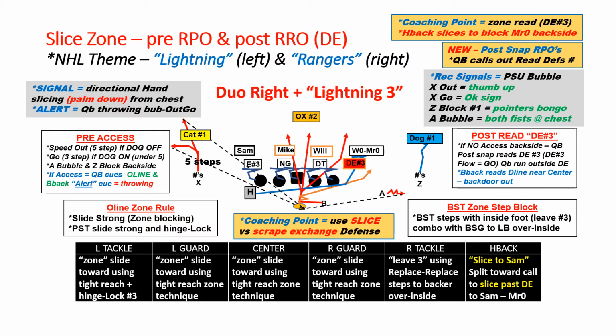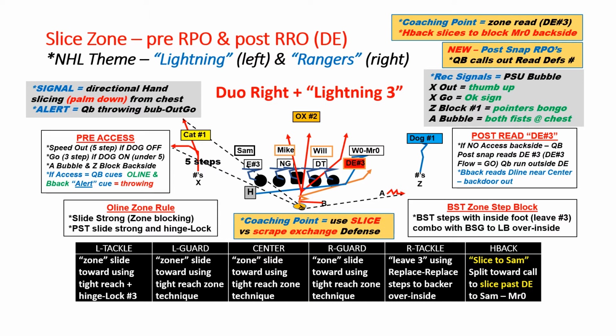When we have a slice signal, the quarterback will see the OC doing a directional hand now, slicing with the palm down, going across the chest. He's still going to use the lightning call, but now that we're doing a post-snap read, he's going to say the number of that defensive end on the backside. In this diagram, we're saying that's number 3, so we would simply say lightning 3.